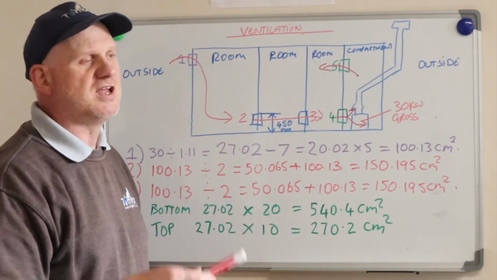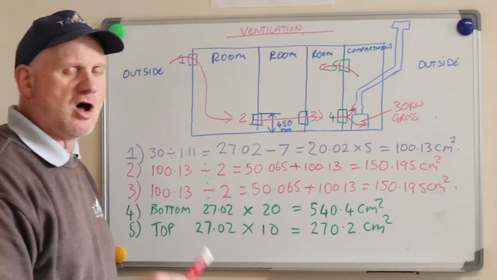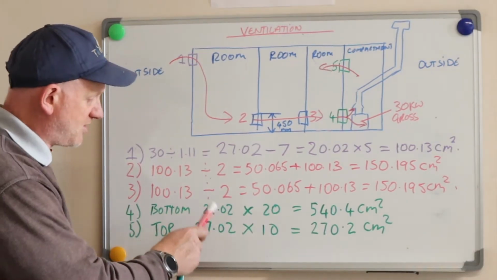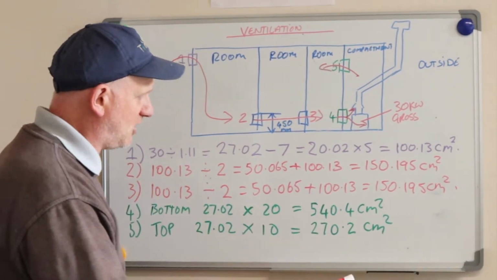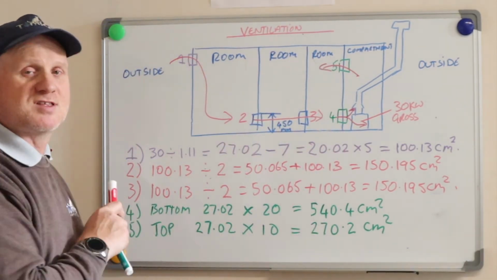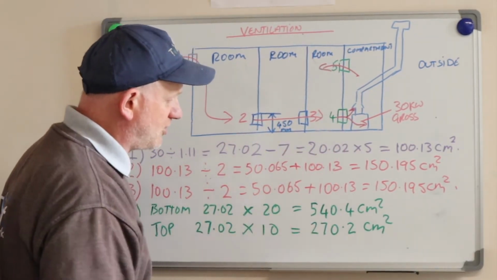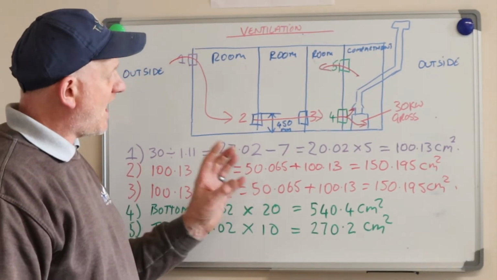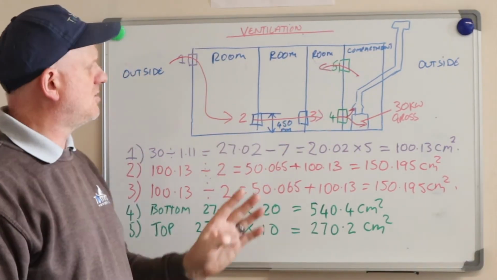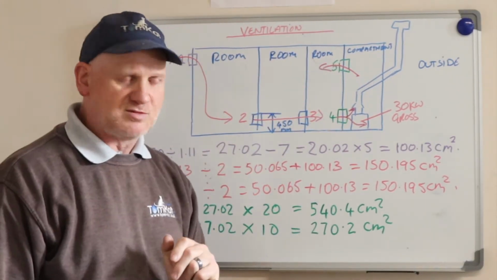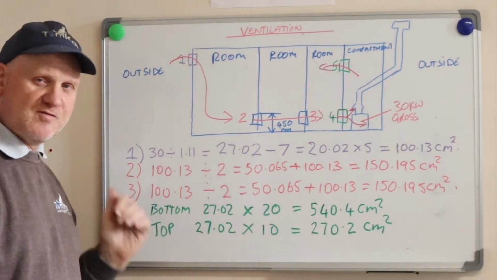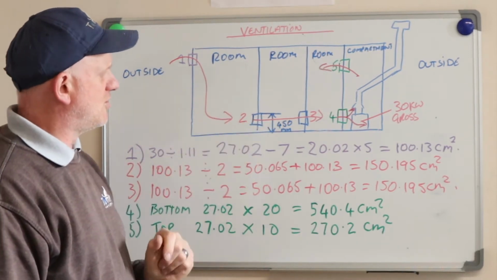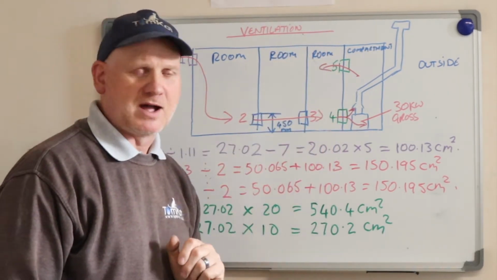Now the bottom vent is always twice the size of the top vent. So the top vent will be, again, 27.02, because remember that is the net kilowatts of this boiler, times 10 equals 270.2 centimetres squared. So if we have a boiler in a compartment communicating with 3 rooms, we will need 5 vents for that. 1 from outside, 2 going through the rooms, and then 2 from the compartment.